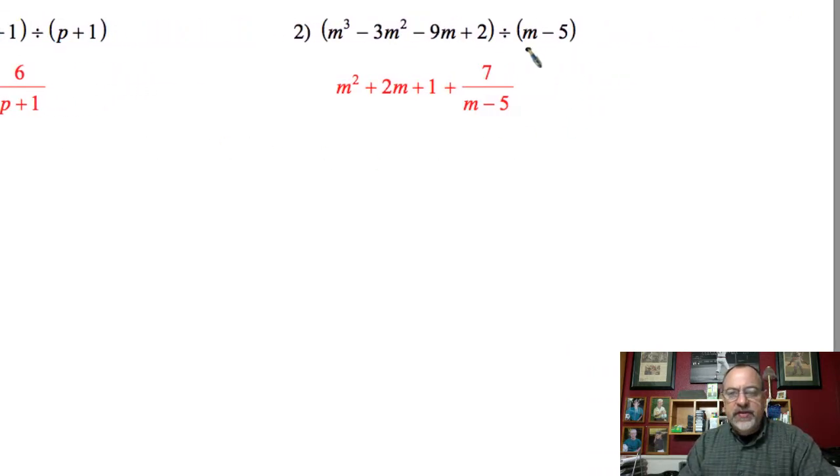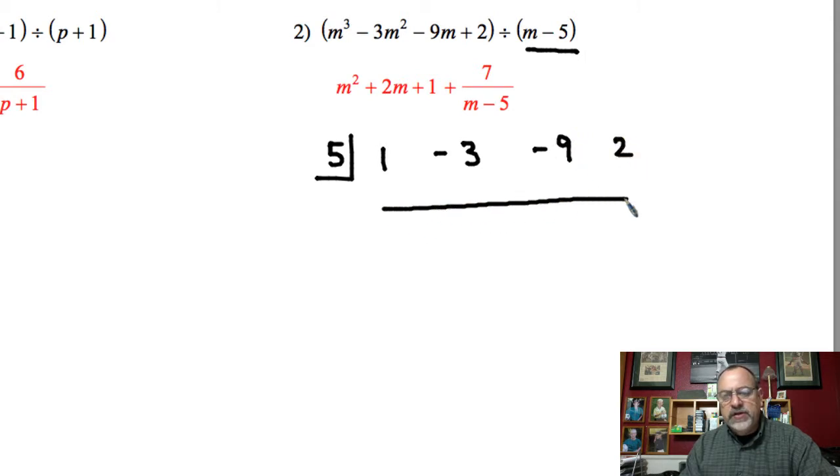So again, we need to check this divisor is in the form x minus a, so I can use it. What makes this 0 would be the number 5, so that's going to be my divisor. My dividend polynomial is in standard form, so I just list my coefficients, using placeholders if needed. All right, so I have a 1m cubed, -3m squared, -9m, and then a +2. So I draw my line, I bring down the first number, and now I'm just going to multiply and add. So 5 times 1 is 5, minus 3 is 2. We're going to multiply and add. We're going to multiply and add.